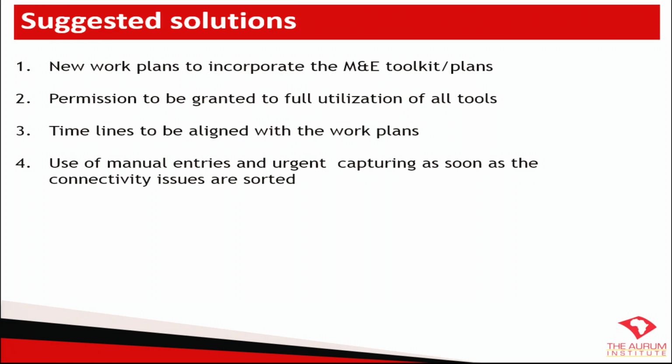Firstly, we need to look at how we align the M&E toolkit with our currently existing work plans. Then we need to address the challenge of not utilizing all 11 tools, with the exclusion of the 3, and look at how we can make use of all the 11 tools that are available. Finally, in a situation where there are challenges related to internet access, there are always manual entries that can be utilized, and the information can be transferred to the web-based system as soon as internet connectivity is sorted.